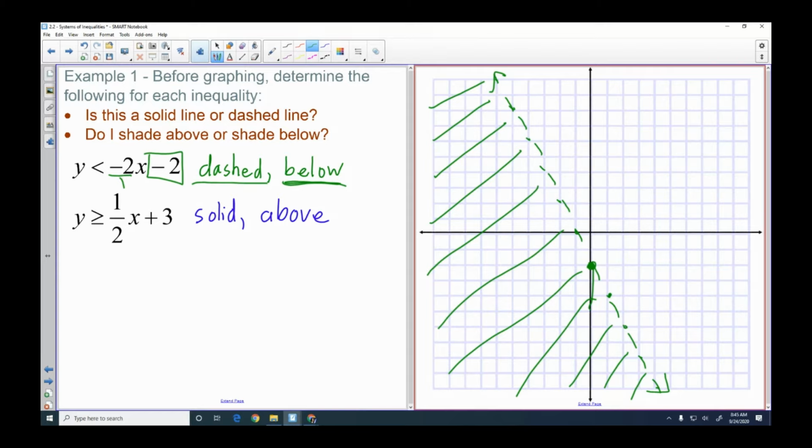Okay, now we have to graph the second inequality. It's also already in slope-intercept form. I'm going to start by plotting the y-intercept of 3. So I'm going to move my pen from the origin, from 0, 0, go up 1, 2, 3, and put a dot. That's my starting point. That's where I begin.